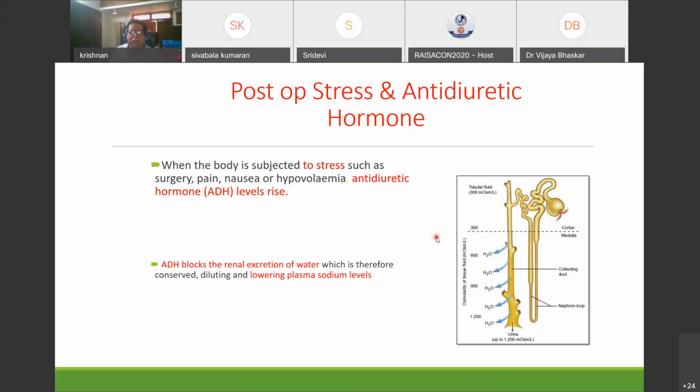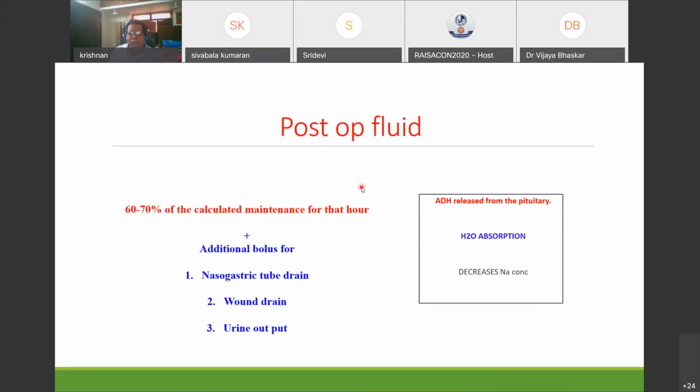So what fluid and how much will you give? For that particular hour, we give the maintenance fluid. Maintenance fluid, again, is an isotonic fluid. You give 60 to 70%. So if you take 70%, you'll be safe. You'll not be undergiving or overgiving. So take 70% as a calculated maintenance fluid for that particular hour.